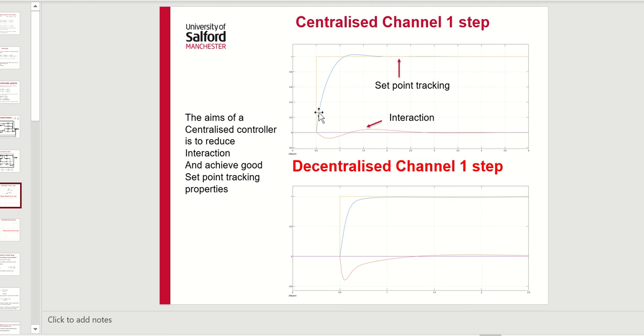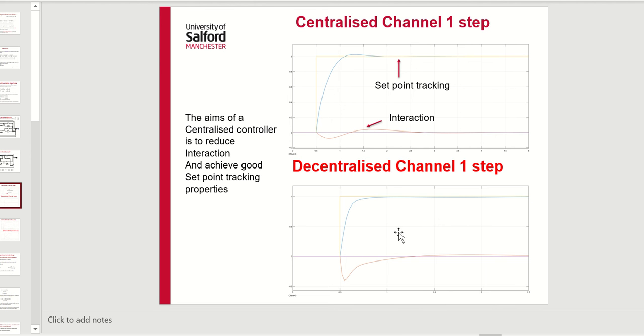And here's a set point change in channel 1, and here's the output 2. And this sort of effect is called the interaction. This is an example of a centralized controller, and we've designed it to make this interaction as small as we possibly can.